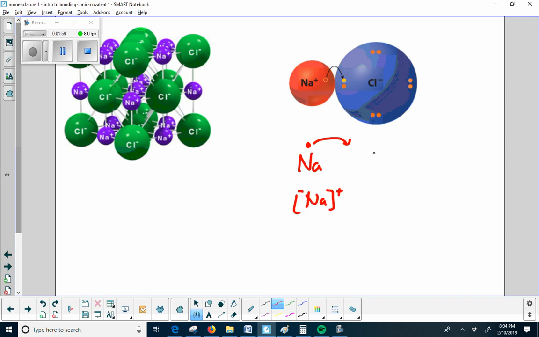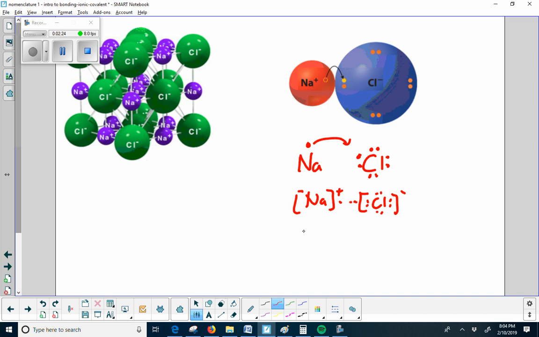And then chlorine over here has 7 outer electrons. What it wants to do is desperately pick up electrons. So it's going to pick up the electron from sodium, and it's going to form this chlorine anion with a negative charge. And the attraction between these two, as I said, is called an ionic bond.